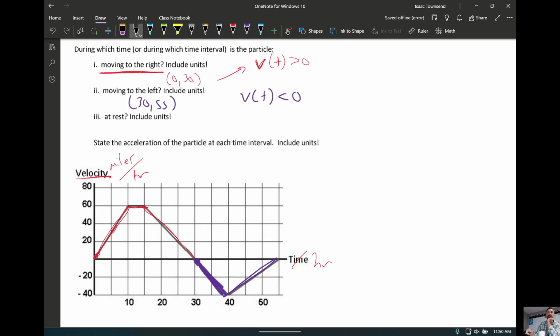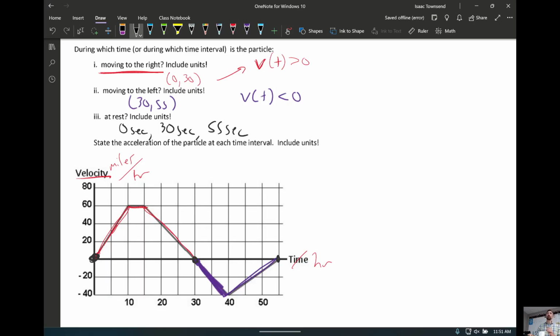And then at rest, that would be where, well, what do you think? 0. Okay, I heard 0. What else do y'all think? The x-intercepts. Okay, very good. So when the velocity is 0, that's when he's not moving. Again, velocity basically means the same thing as speed. So he's not moving at 0 seconds, he's not moving at 30 seconds, and he's not moving at 55 seconds.